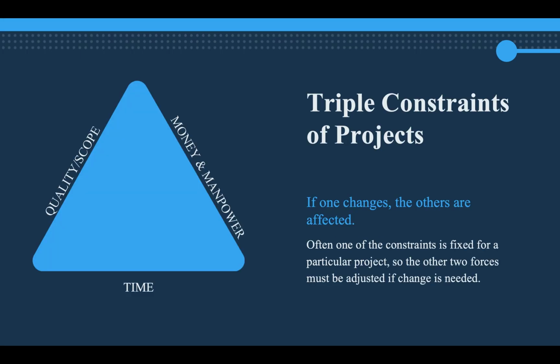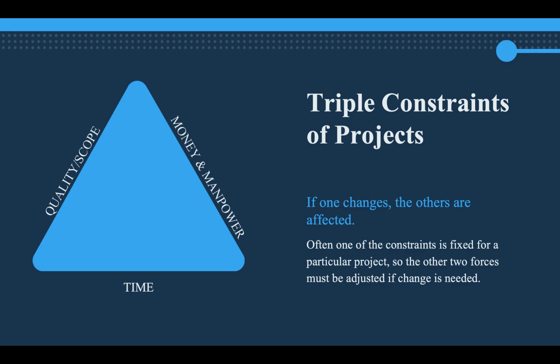Next to understand is the triple constraint of projects: money, time, and scope. If one of these changes, the others will be affected as well. For example, if you want something quick and cheap, then the scope won't be as good. If you want something great and can be achieved quickly, then it won't be cheap. And if you want something cheap and great, then it would not come quickly.